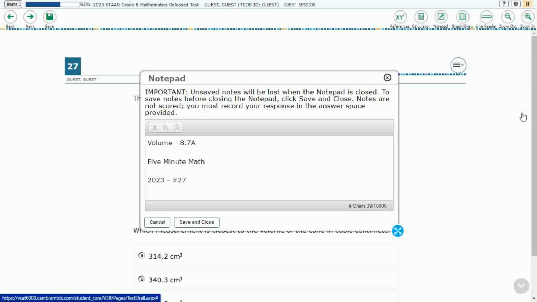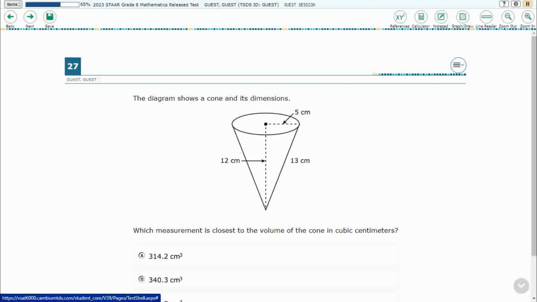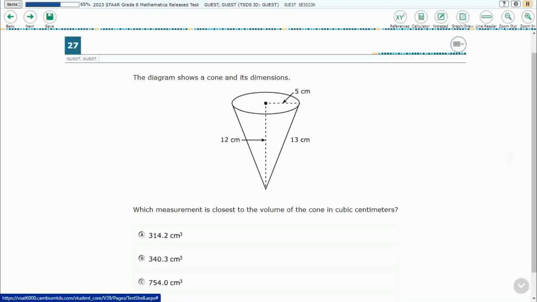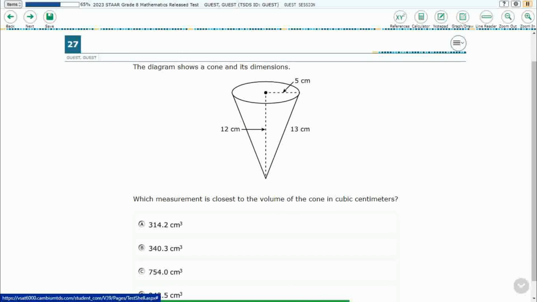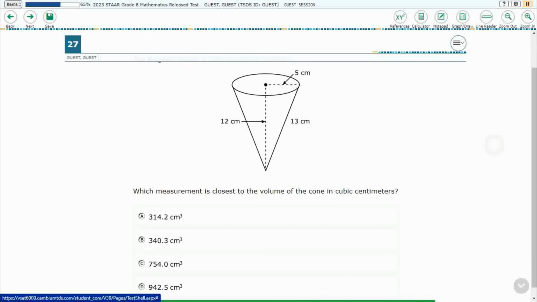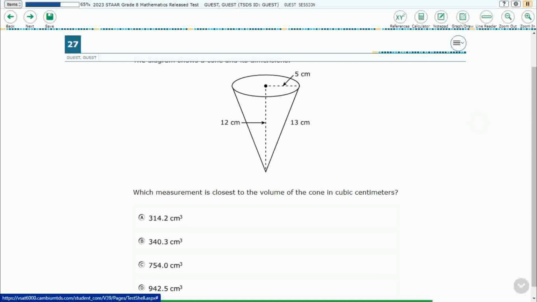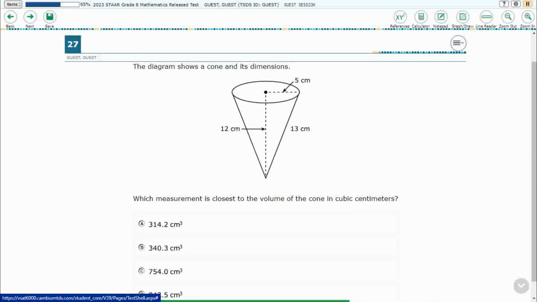Today we are looking at the 8th grade concept of volume. This is standard 8.7a in the great state of Texas, and we are using item number 27 off the 2023 released STAAR test. If you haven't done so already, please go ahead and take a moment to pause the video, work this problem out on your own, unpause it, and we will look at our answers together.